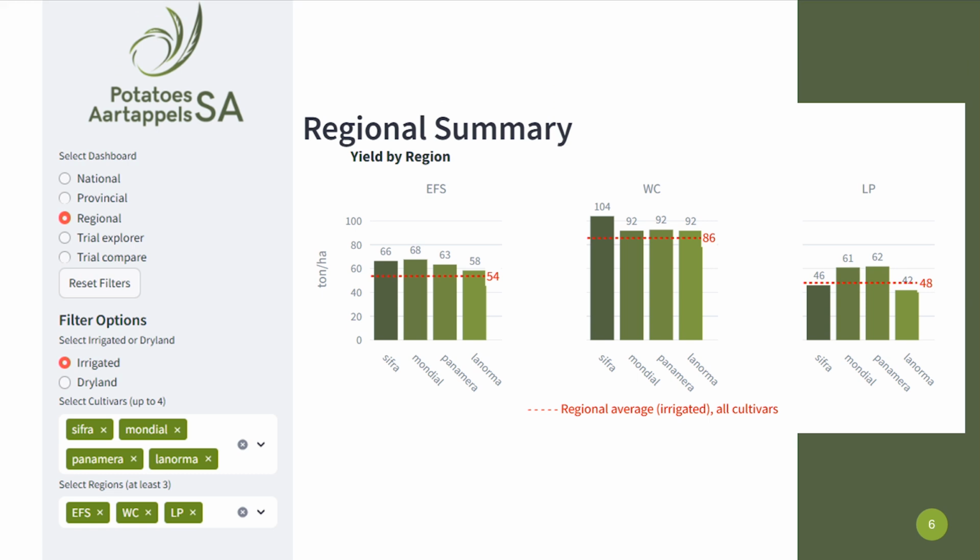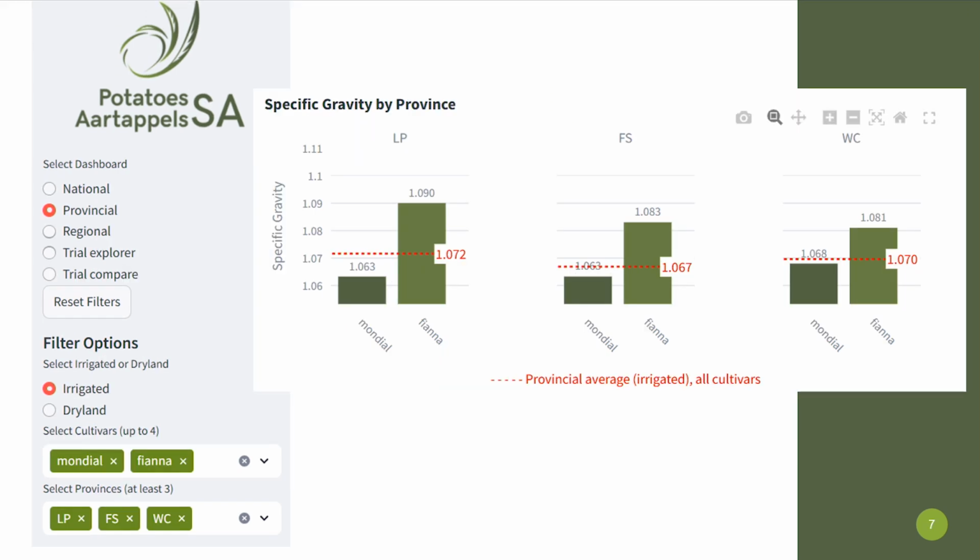The graph illustrates the yield by region of all 4 of these cultivars in these 3 regions, as well as a national average. Also specific gravity by province. This time I chose 1 table cultivar and 1 processing cultivar, and you can also see the provincial average of all cultivars on the graph in the red dotted line.